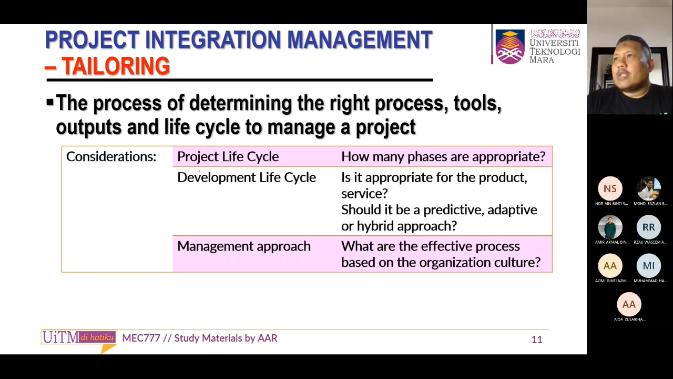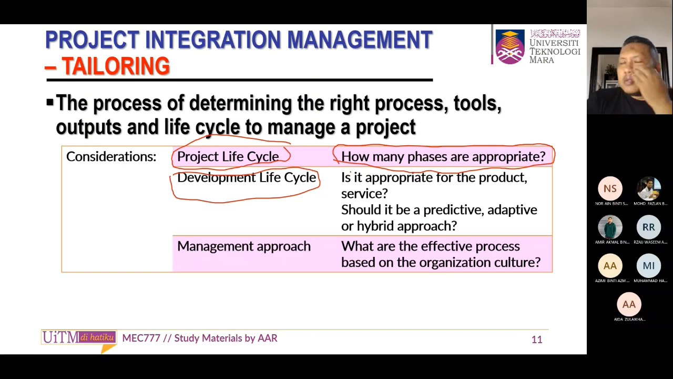All right. The process of determining the right process, tools, outputs, and life cycle to manage a project. Considerations in the project life cycle. We develop the life cycle. And then, in the project life cycle, we want to see how many phases are appropriate, because normally a project life cycle has many phases. So phase 1 complete, as I said last time.